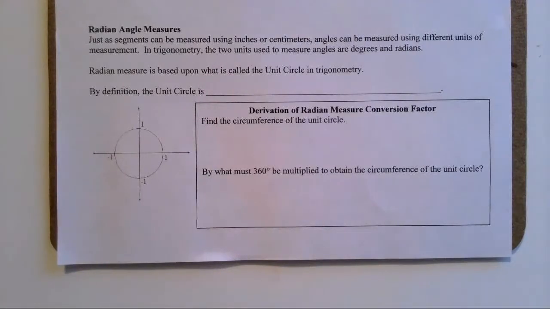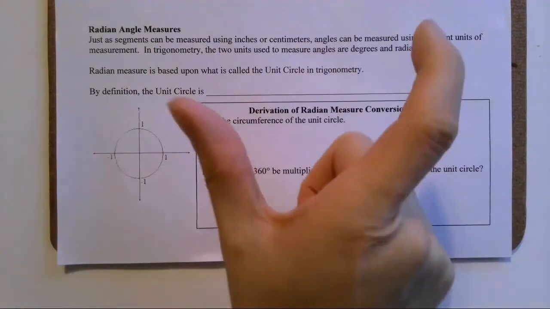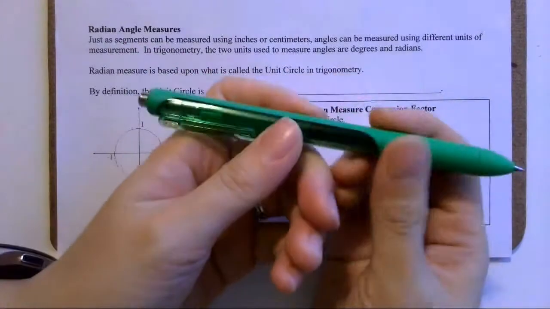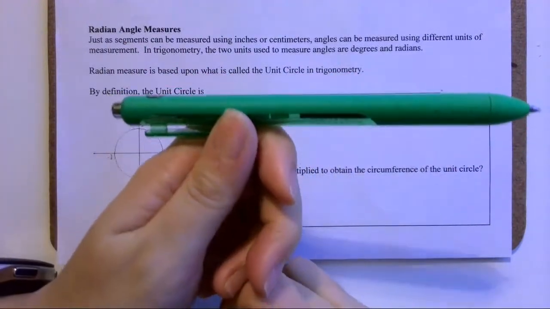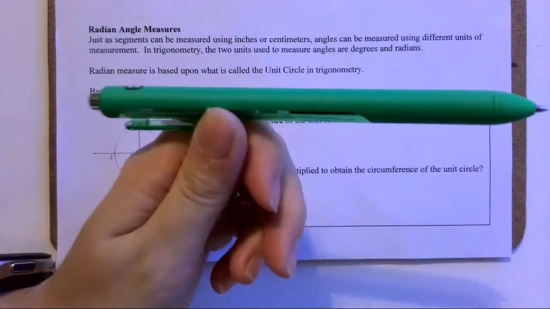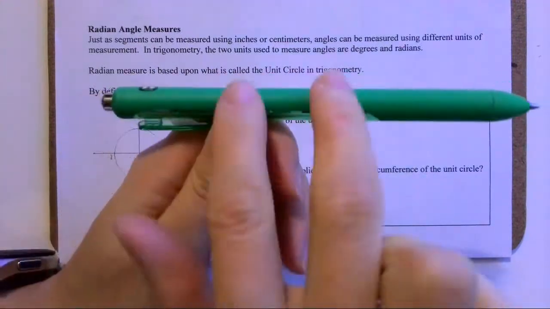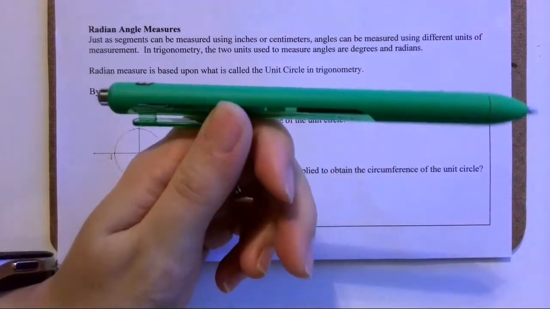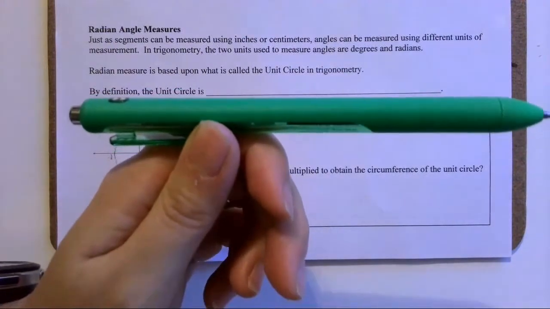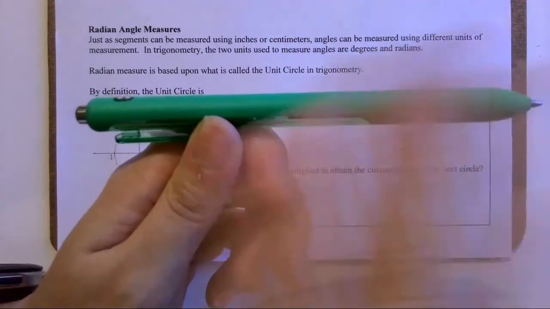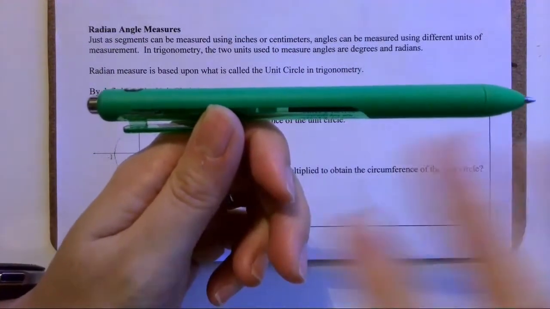Now we're going to talk about different measurements of the angle, just as segments can be measured using inches and centimeters. So if I give you, I don't know, this long pen, and I ask you, how long is it? Some of you will say that's about 10 centimeters. Some will say that's about 4 inches, right? Although it's the same pen, you get different numbers, 4 and 10, because they're different units. You got that? All right.